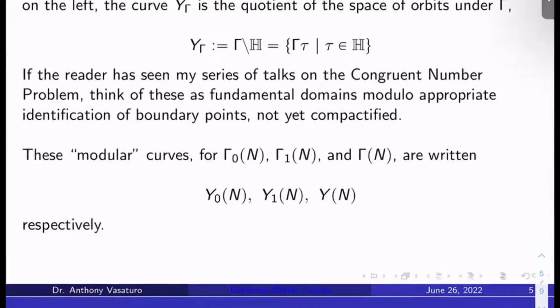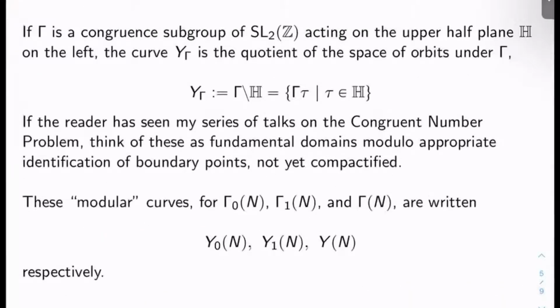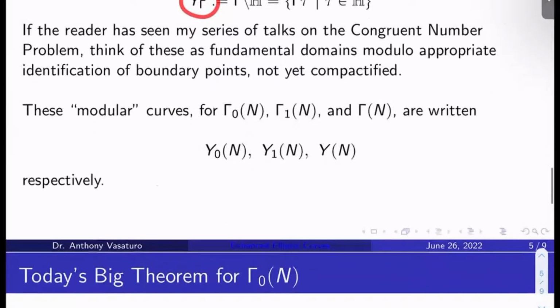And specifically, when my Gamma is either Gamma 0 of n, Gamma 1 of n, or Gamma of n, I have special notation for Y sub Gamma in that case. In the case Gamma is Gamma 0 of n, I'll write Y sub 0 of n. In the case Gamma is Gamma 1 of n, I'll write Y sub 1 of n. In the case Gamma is Gamma of n, I'll write Y of n. Okay, so these are the three special open modular curves that we'll deal with.